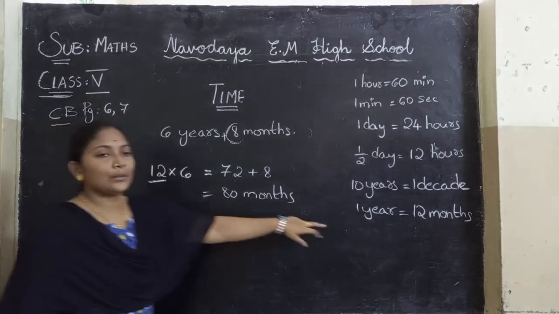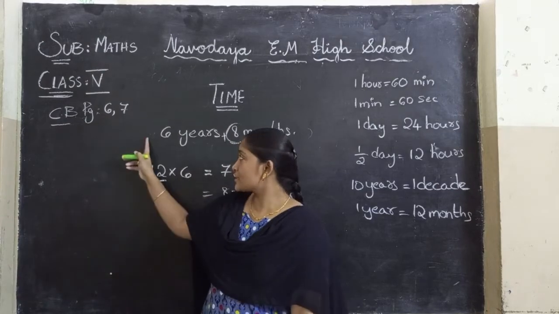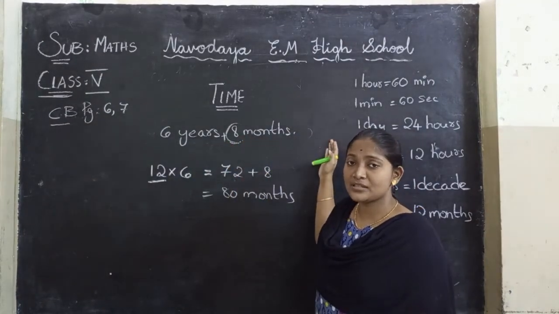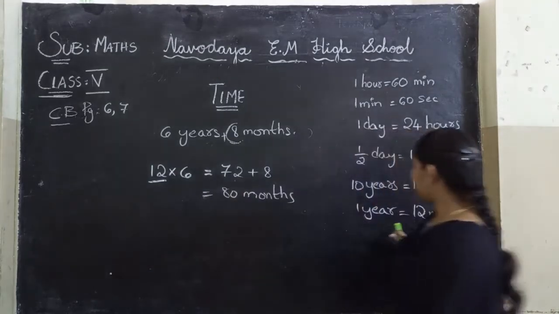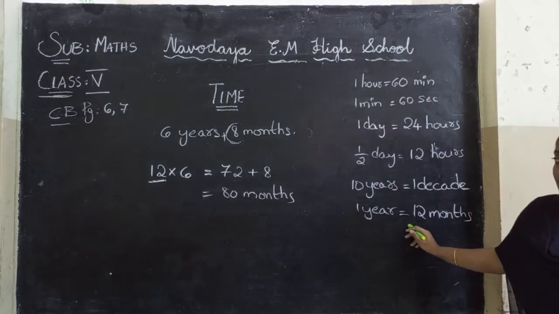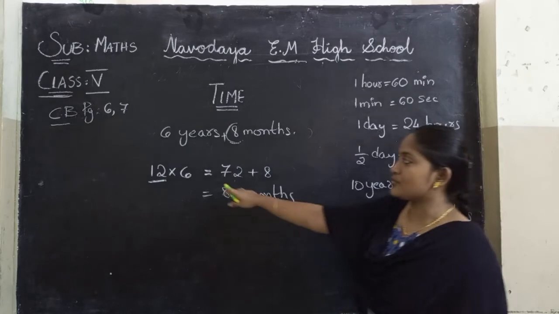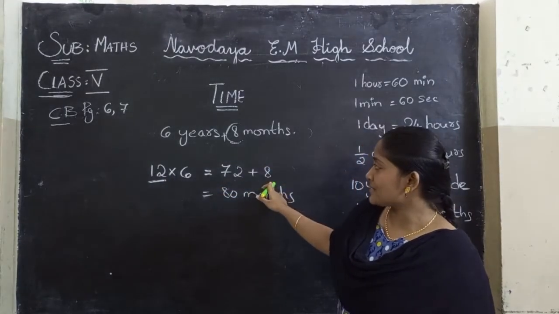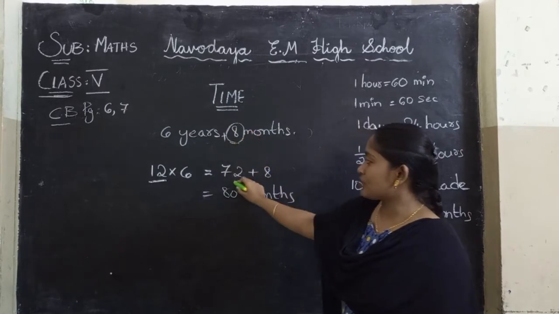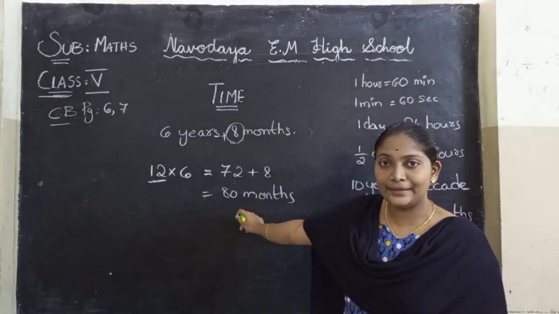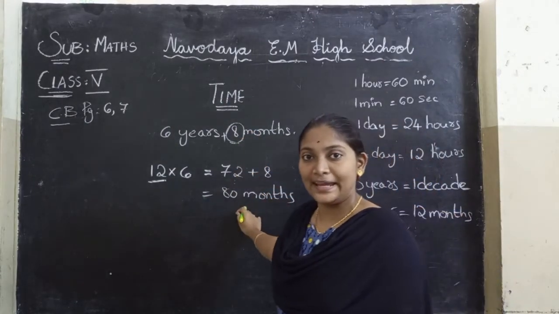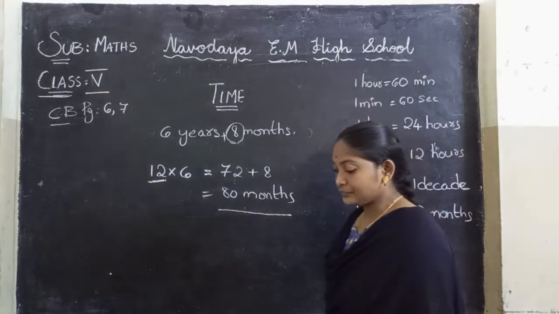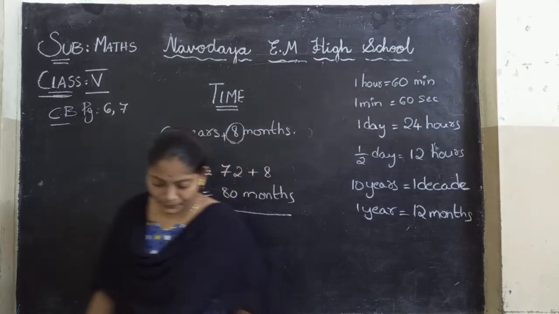1 year has 12 months. So when studying for 6 years and 8 months, how many months will it be? 1 year has 12 months, so 12 into 6. 12 sixes are 72, plus the 8 months left here. 72 plus 8 is 80 months. So in total, 80 months are there.